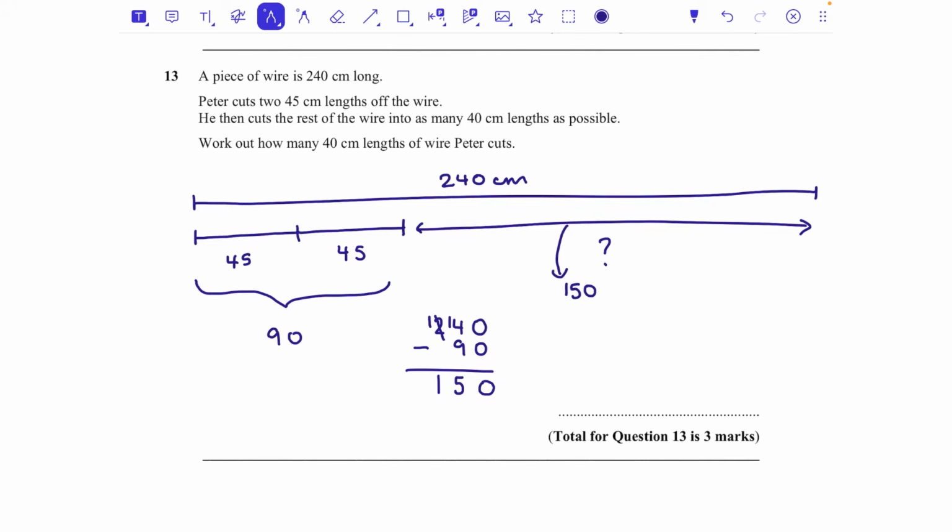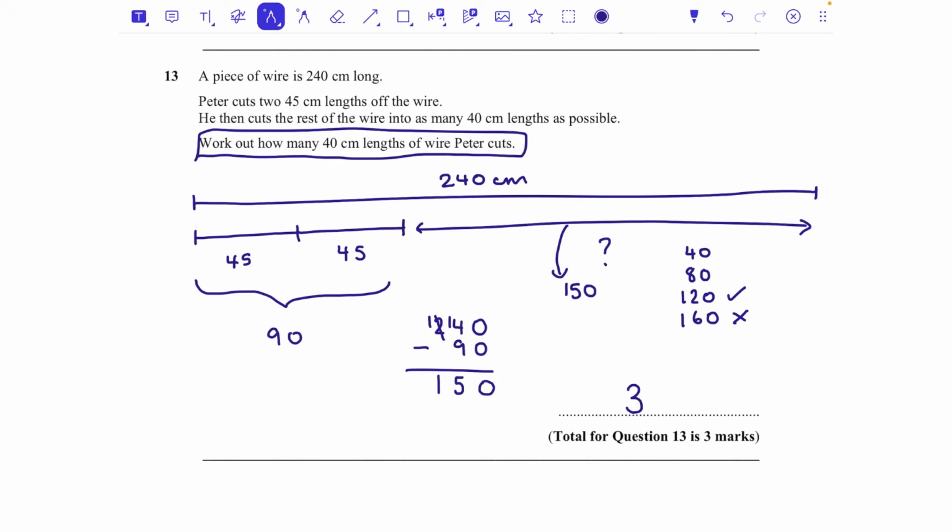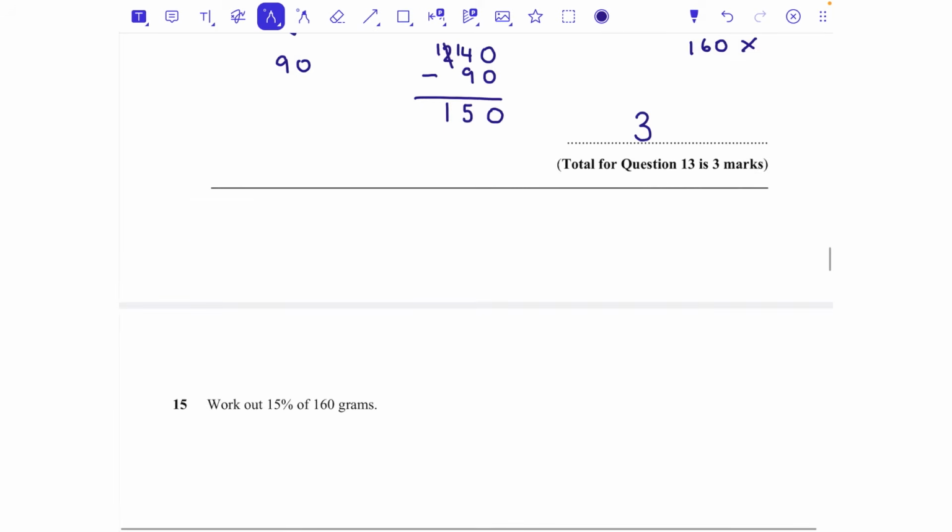How many 40s go into that? Well, I can do 40. Another 40 would be 80. Another 40 would be 120. And another 40 would be 160. And that's going to be too big, so we can't do that. But we can do that third. So 40, 80, 120. There we go. So it's going to be 3 more. Work out how many 40 centimetre lengths of wire Peter cuts. So the answer is 3. It's 3 whole 40 centimetres that we can fit into that bit that is left. Well done if you got that.